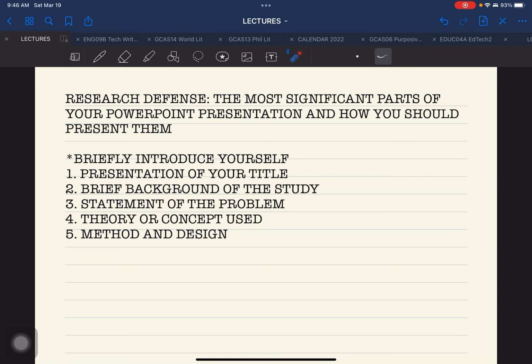So some universities may require you to include RRLs, review of related literature and studies, significance of the study, scope and limitation. But in our university, we just focus on these particular parts, because these will really decide if your study will push through or not. So if there's something wrong with your research title, then we can already identify it by comparing it with the statement of the problem and the theory used.